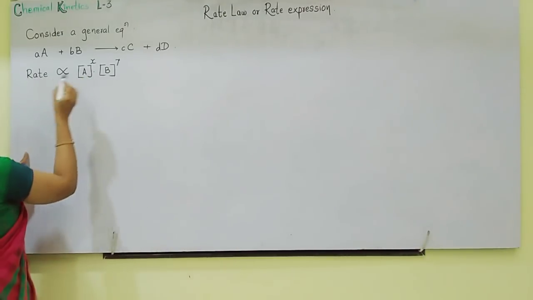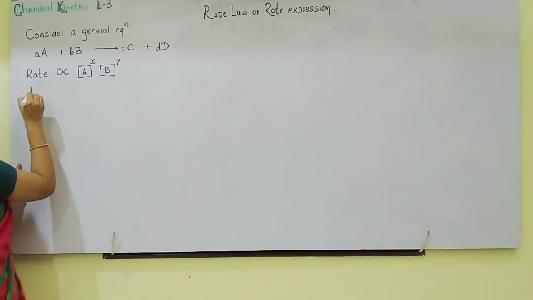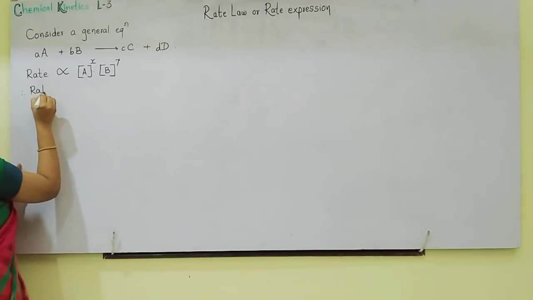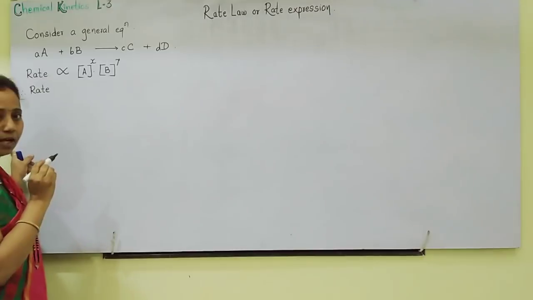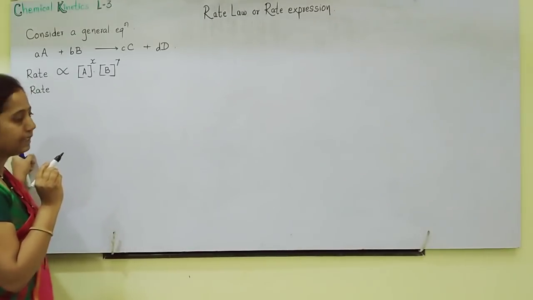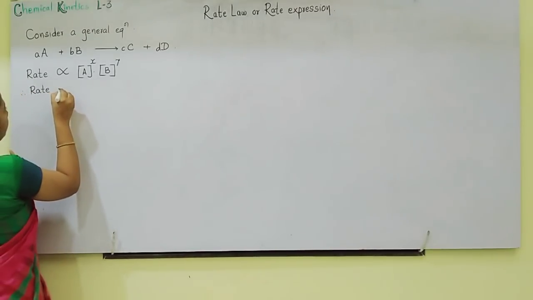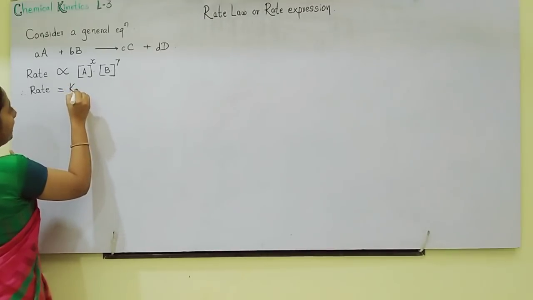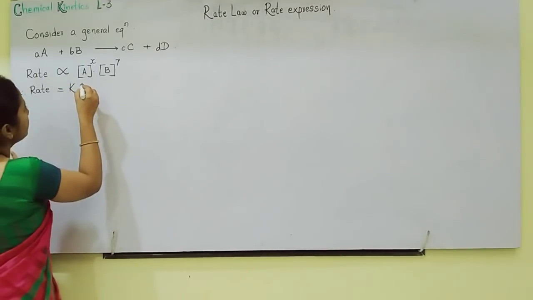Okay. So the next step, students, is rate. Now I want to put the proportionality constant. K is our proportionality constant.